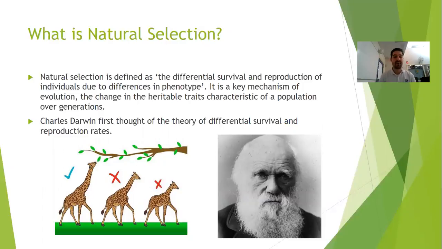So you can see in this diagram here, we've got different phenotypes. We've got a long neck giraffe, a medium and a short. And based off the environment that they're found in, the differential rates mean that this giraffe with the longest neck has the greatest chance of surviving and the greatest chance of reproduction. And therefore they're more likely to pass on their genetics or their genes compared to our short neck giraffe.